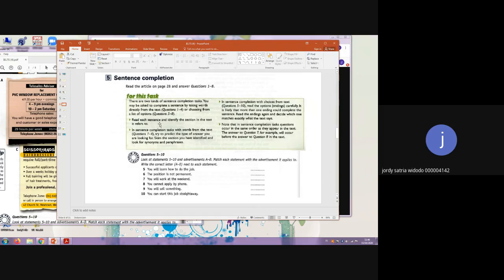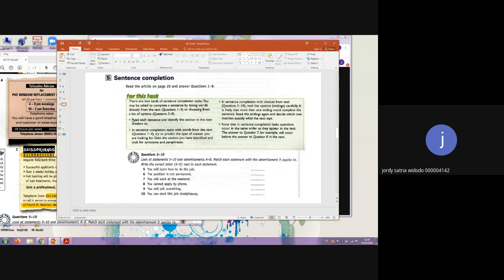Read the article. Later we are going to read the article, the 4 advertisements. For this task, there are 2 kinds of sentence completion tasks. You may be asked to complete a sentence by taking words directly from the text or choosing from a list of options. You can take directly from the text or you can use the list of options, but they are still the same. You need to write them in the space provided.